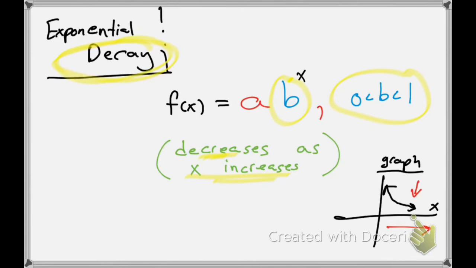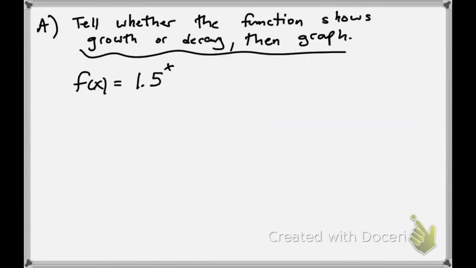So this is the key. You're looking for the base. Is it greater than 1, or is it less than 1 but greater than 0? That will tell you. So our first example: tell whether the function shows growth or decay, and then graph the function. For this one, we're going to make a table.